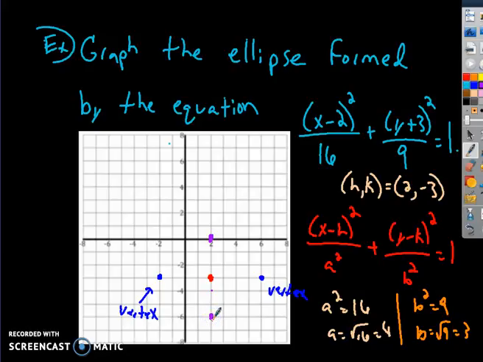So to make my ellipse, we have to connect these dots in an elliptical fashion. And voila, I've graphed the ellipse. The directions just said graph it. We can graph it just using the center, h and k, and that's how you graph an ellipse. All right, let's go further.